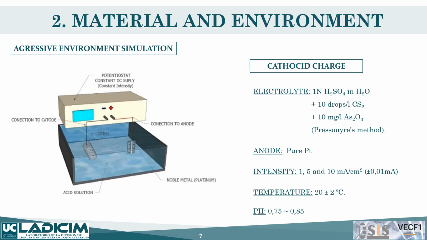The environment applied was a cathodic polarization, also known as cathodic charge, which basically consists of interconnecting the steel to an anode of pure material, which in this case was platinum, imposing a constant current density between them. The electrolyte employed was a 1 normal solution of sulfuric acid in water, and 3 levels of intensity of 1, 5, and 10 milliamperes per square centimeter of submerged sample were applied, which are in fact 3 different environments.